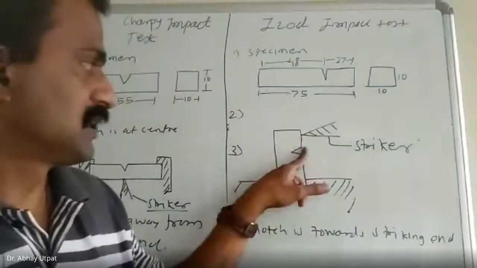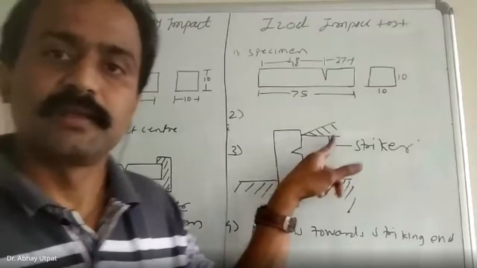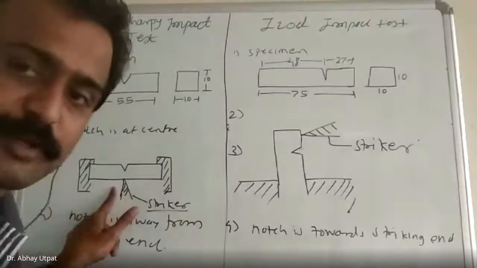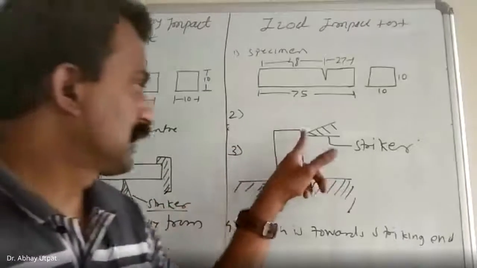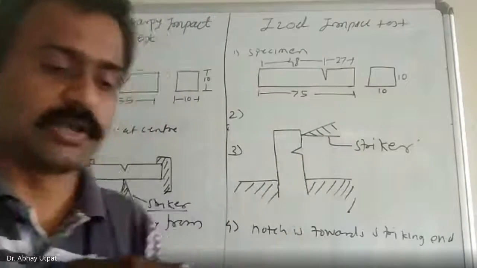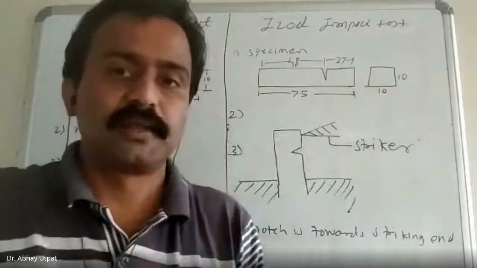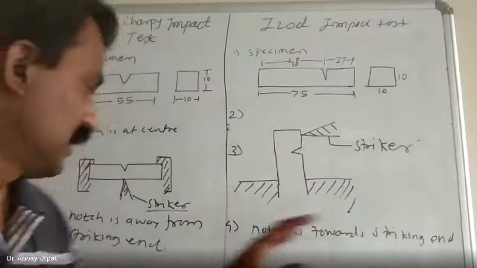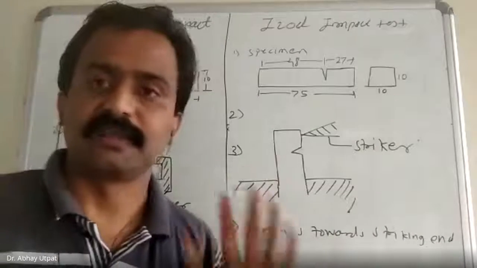The notch is towards the striking end. Here the striker impacts at the back side of the notch, and here the striker impacts at the upper side of the notch. Okay, so this is called the position of the striker. So I have explained to you, notch is towards the striking end and notch is away from the striking end.